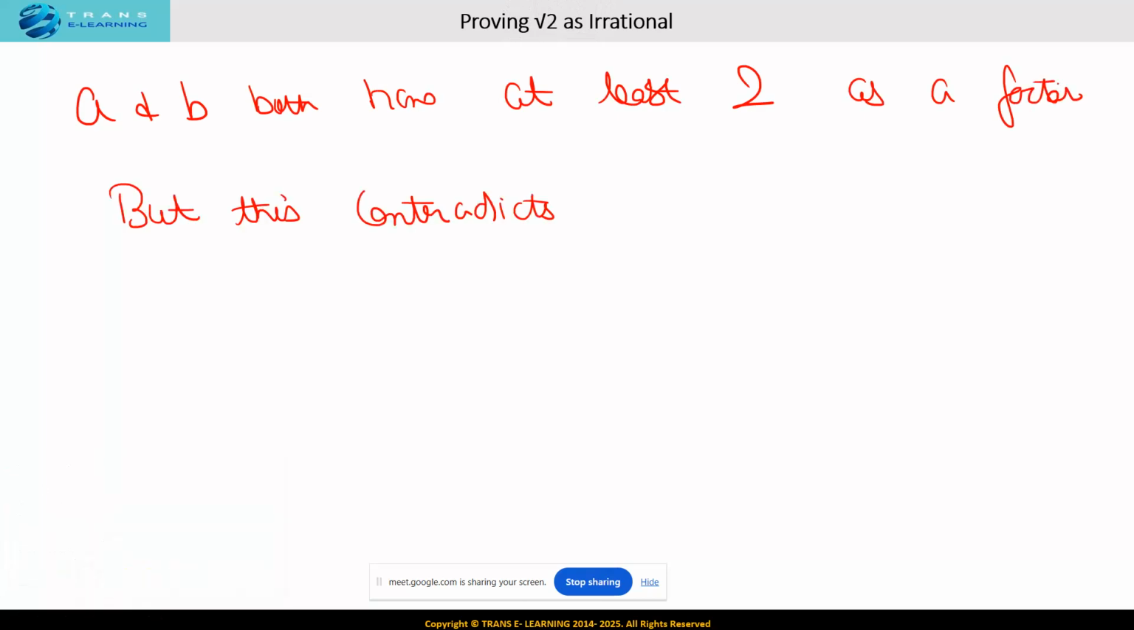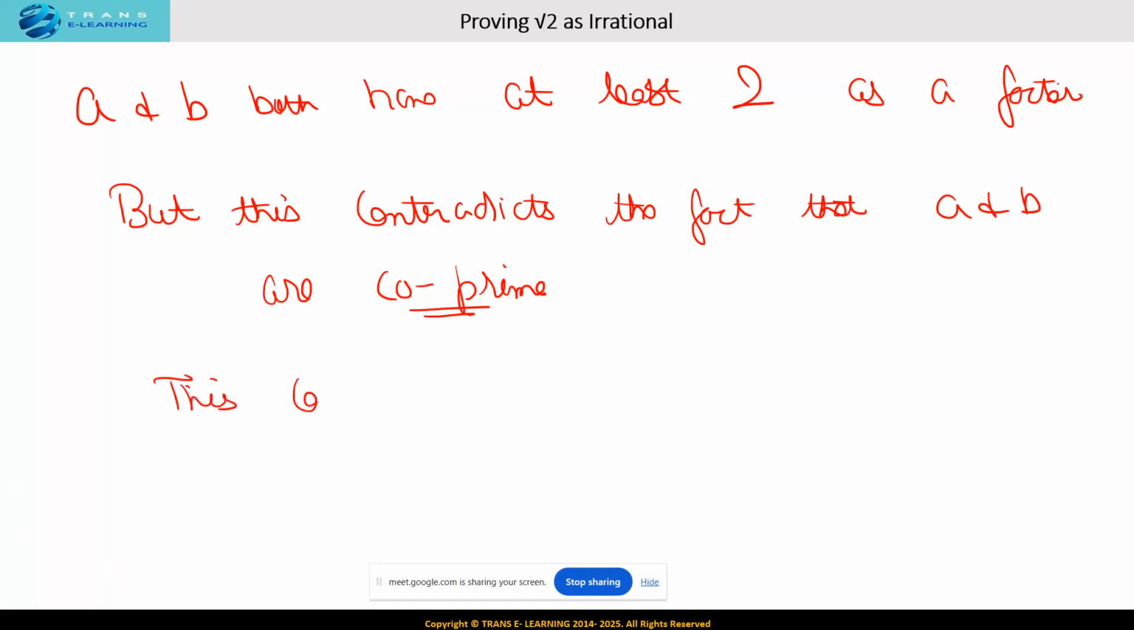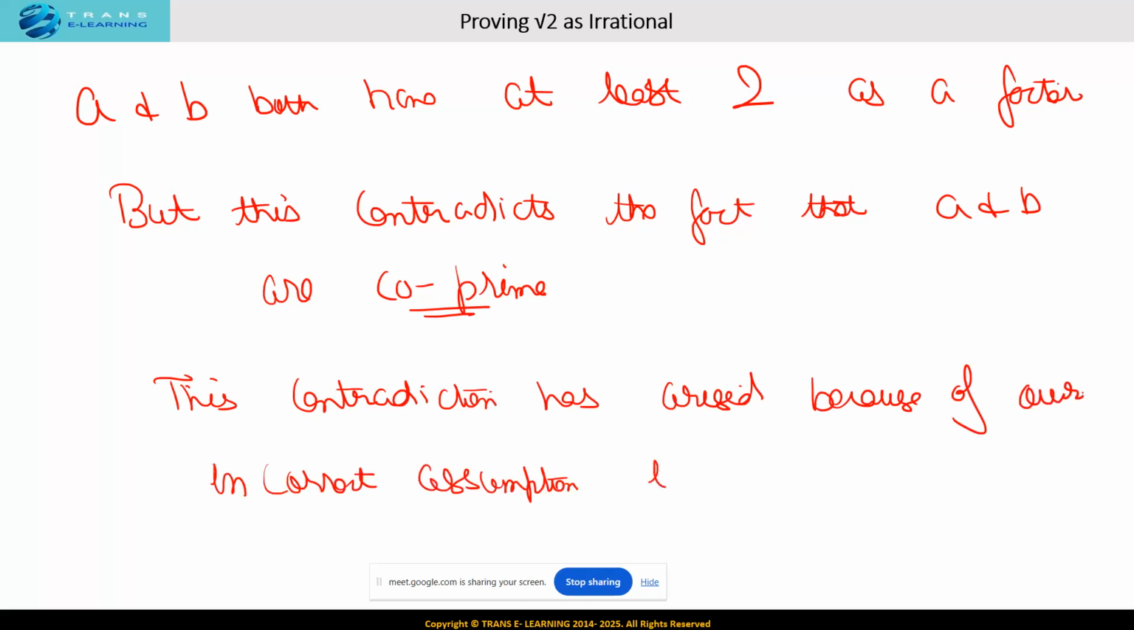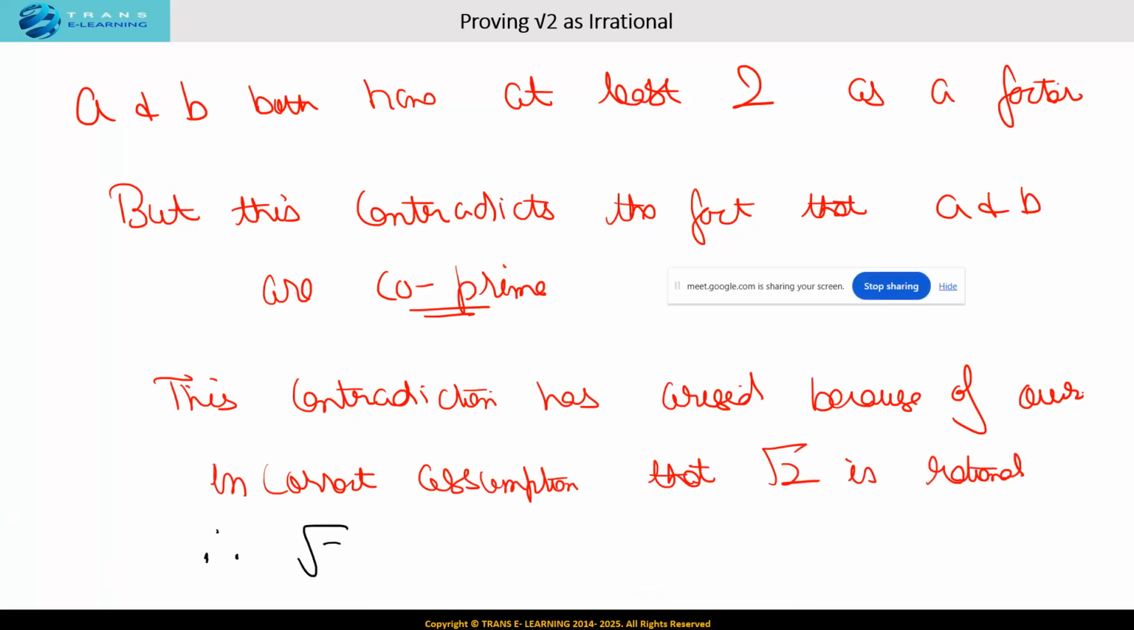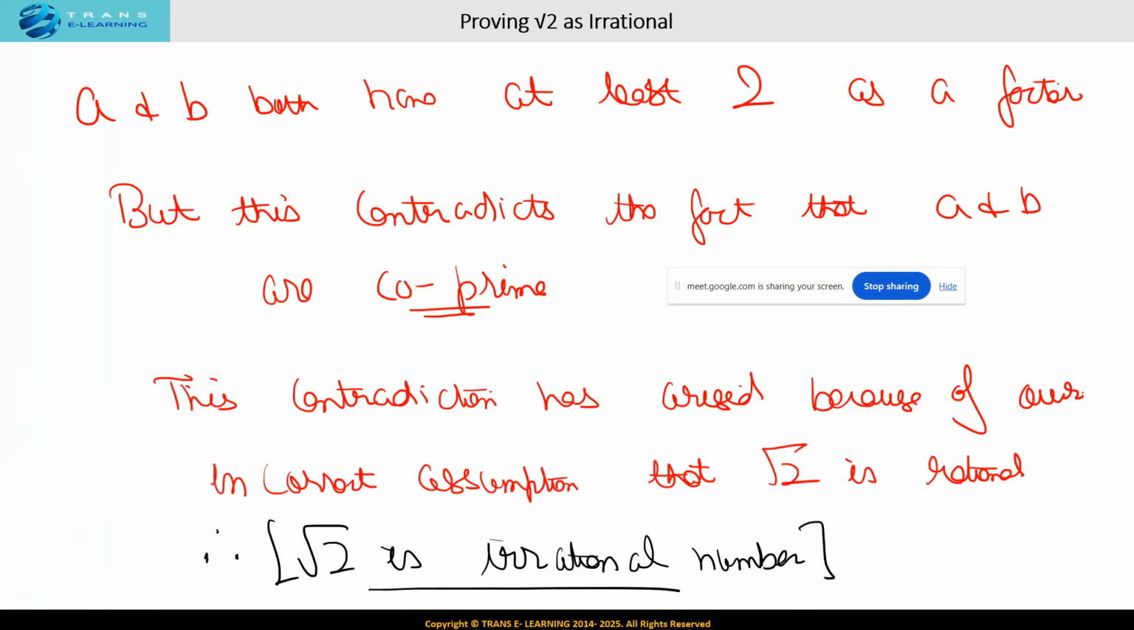But this contradicts the fact that a and b are co-prime, meaning they have no factor other than 1, right? So we can conclude that this contradiction has arisen because of our incorrect assumption that root 2 is rational. Therefore, root 2 is an irrational number. So root 2 is the irrational number.